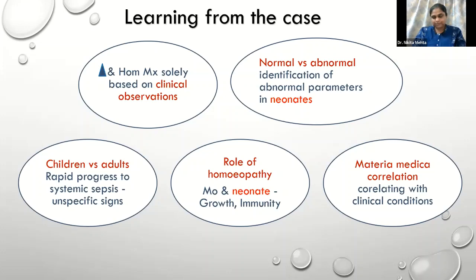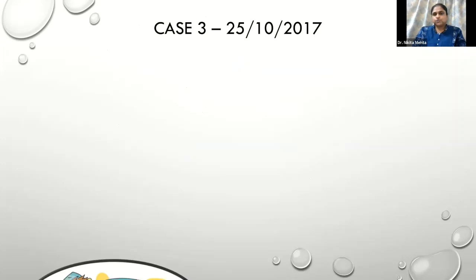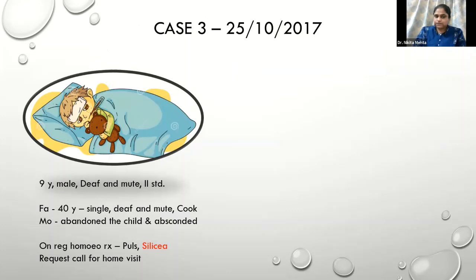We now move to the case of an older, school-going child, 9 years of age, who came to me in October 2017. A male child who was deaf and mute and was studying in second standard. His father was 40 years old, single, deaf and mute, and working as a cook. The mother had abandoned the child and absconded as soon as she came to know that the baby was also deaf and mute. The baby was already on regular homeopathic treatment.